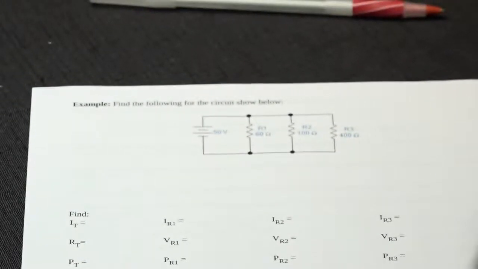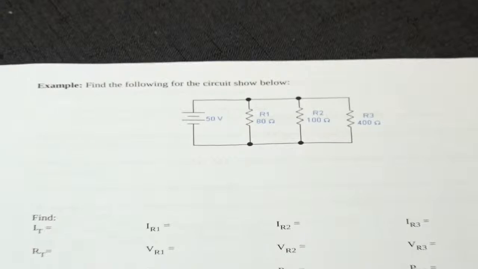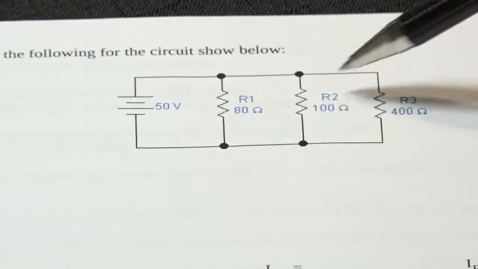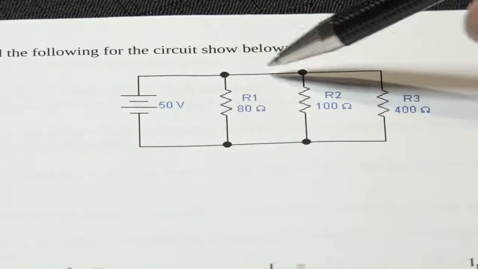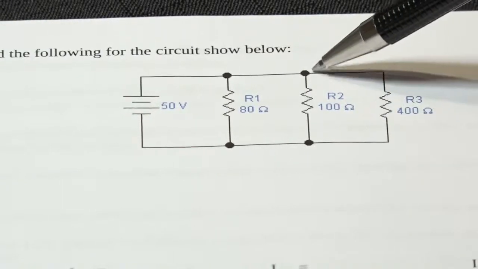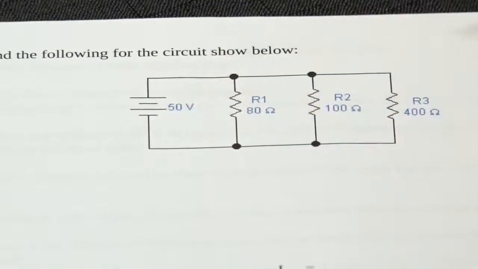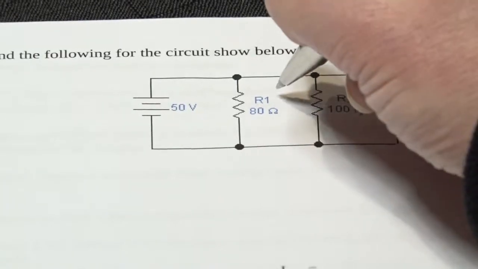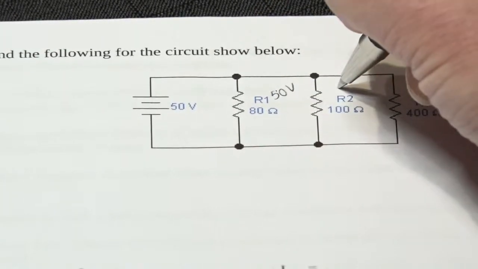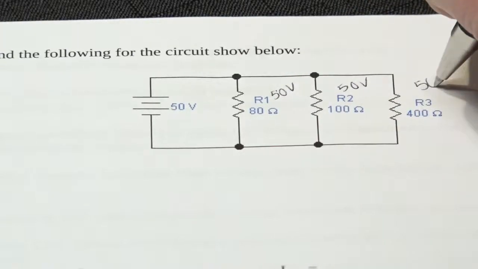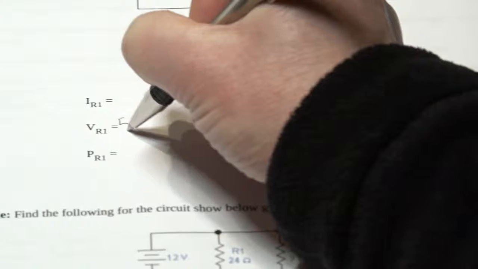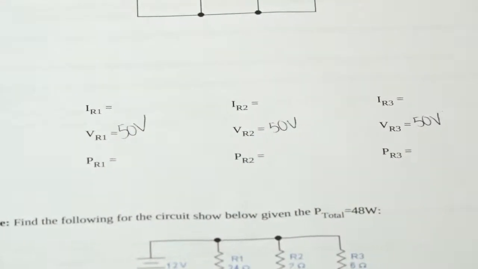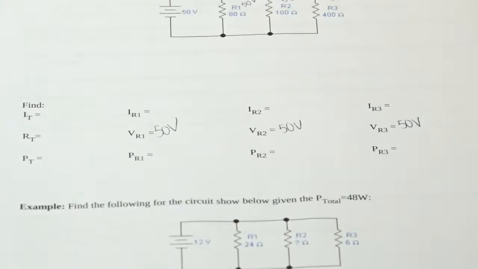Okay, with circuit number 2, we now have 3 resistors, R1, R2, and R3. We can tell that these are in parallel because they have alternate paths and they all share these 2 points, which basically says they all have 50 volts across them. So I can simply write down here 50 volts, 50 volts, and 50 volts. Woohoo! See, already got 3 answers down.